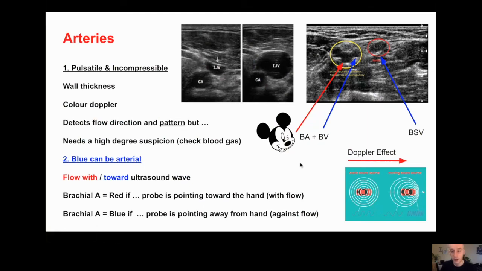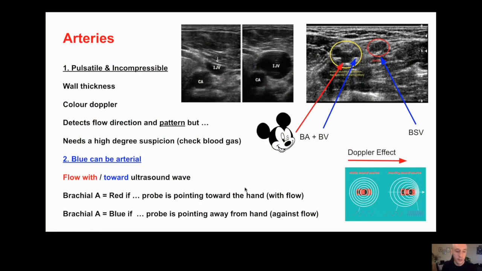So if you did physics, you'll know this, that as an object is moving towards you, the pitch seems to increase, and then as it's moving away from you, the pitch goes down. And that's the reason that the ambulance sounds different as it comes towards you and then it goes past you.